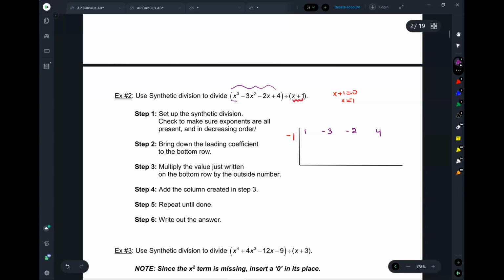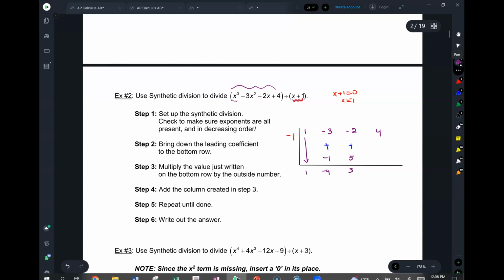So, step 2. Bring down the leading coefficient to the bottom row. The leading coefficient is this one. It just comes down to the bottom row for free. Then multiply the value just written on the bottom row by the outside number. So whatever makes its way to the bottom gets multiplied by the red number outside. So negative 1. Now you add this and you get negative 4. And then the process repeats. Whatever makes it down to the bottom gets multiplied by negative 1. You add, you get 3.